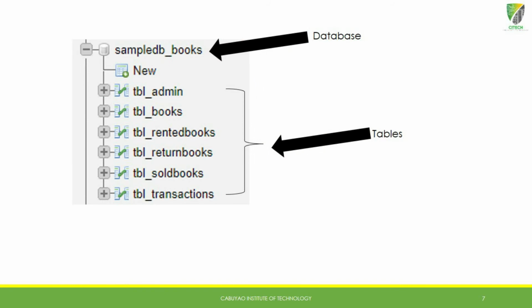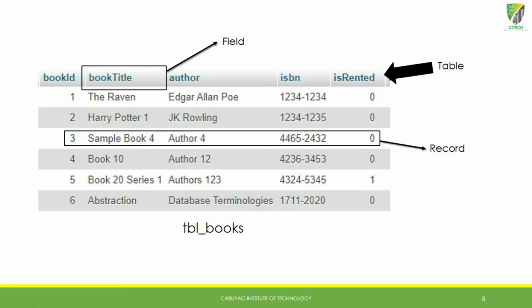Here's what you will see inside a server. We have sample DB or database underscore books. A database can have more than one table. This is what's inside a table, specifically table books, a literal view of data in a table.